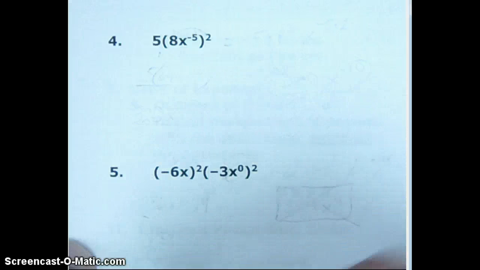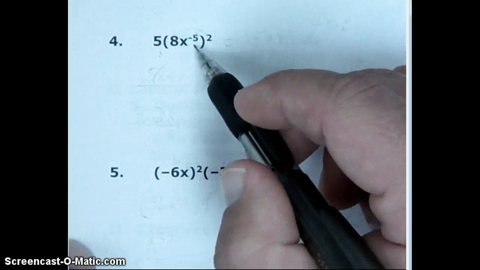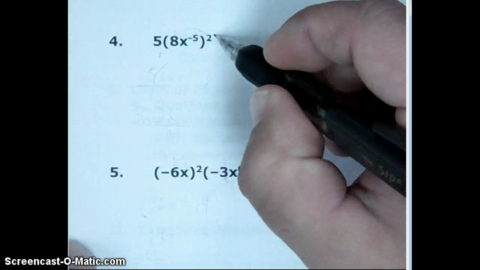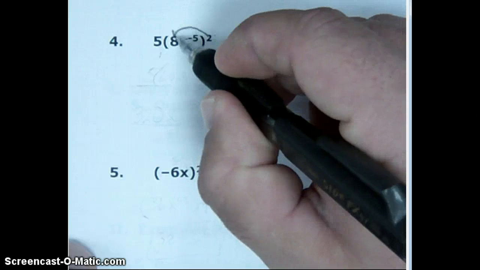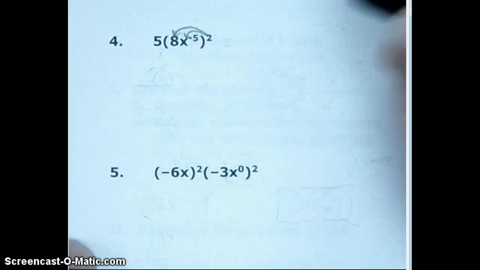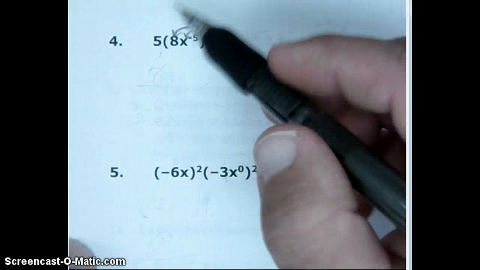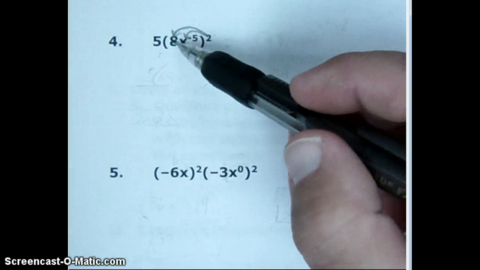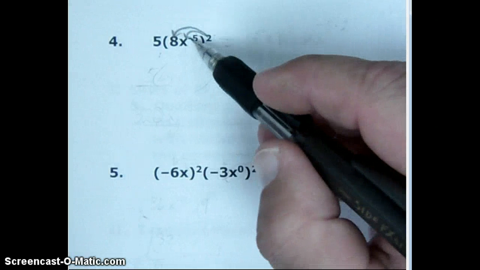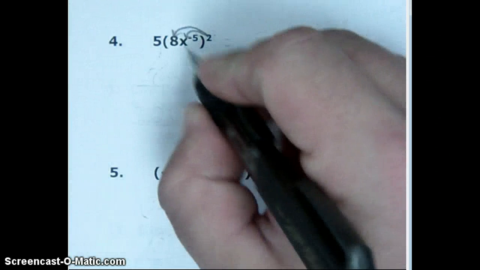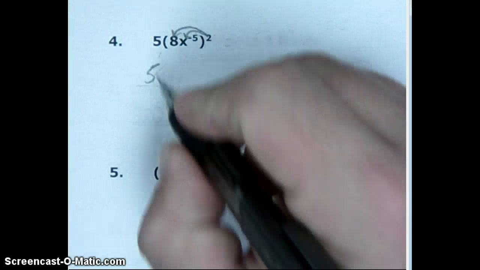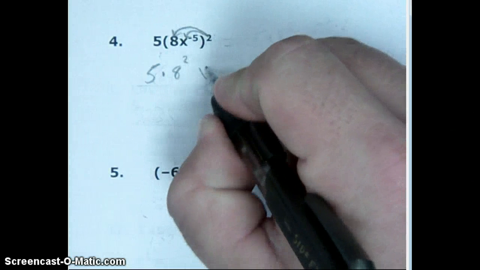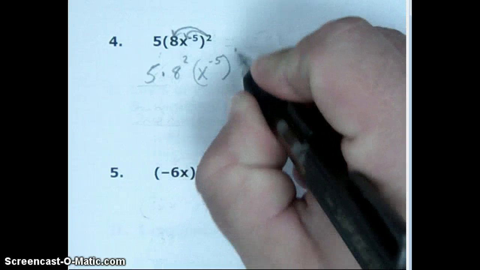Now, with a bunch of stuff inside the parentheses and an exponent outside, it's kind of like this exponent out here has power over everything that is inside the parentheses. Alright, so it's like saying that the 8 is going to be squared and the x to the negative 5 is going to be squared. So if we break it all apart, this is going to look like 5 times 8 squared times x to the negative 5 squared.